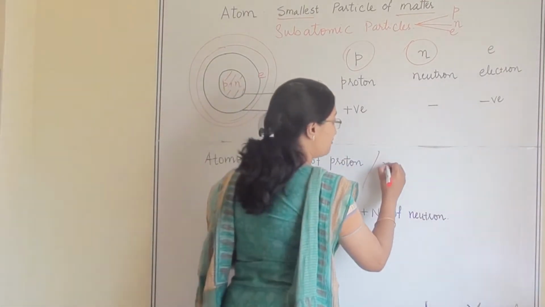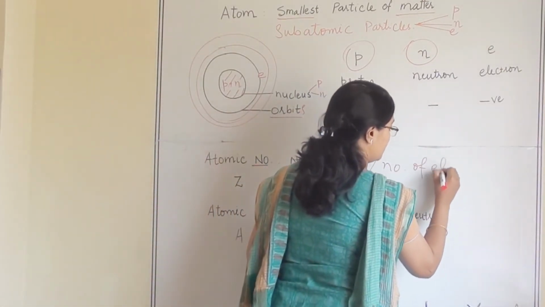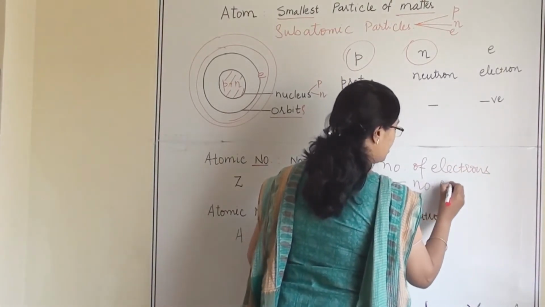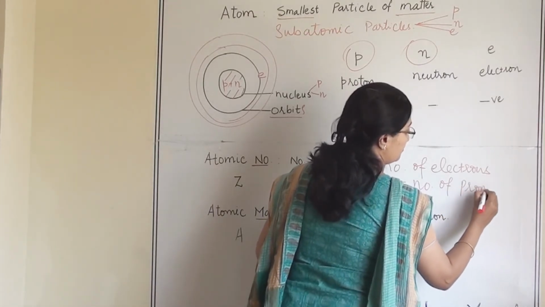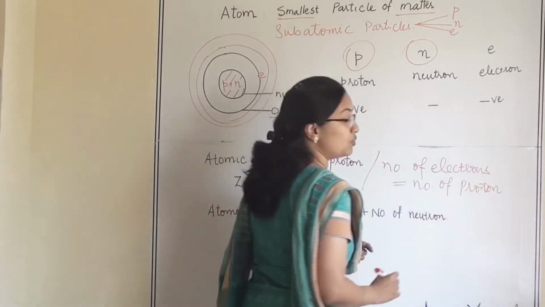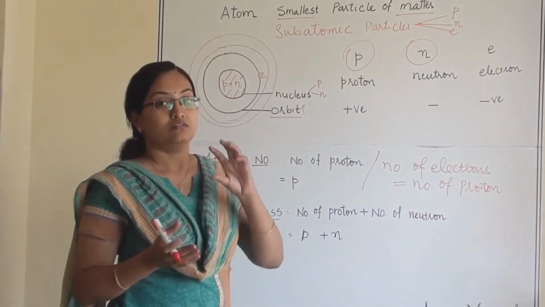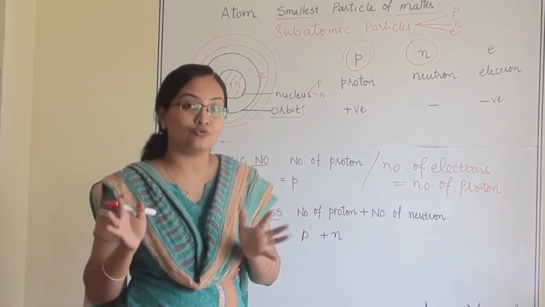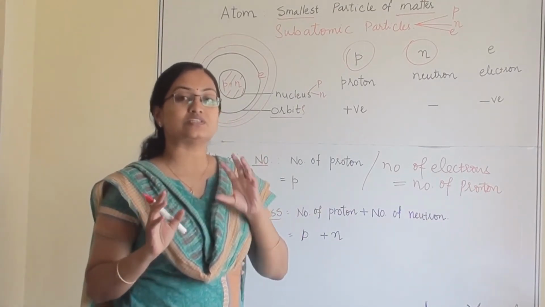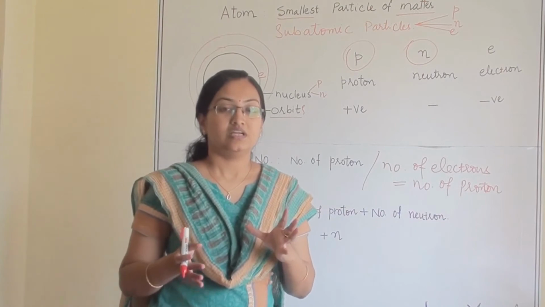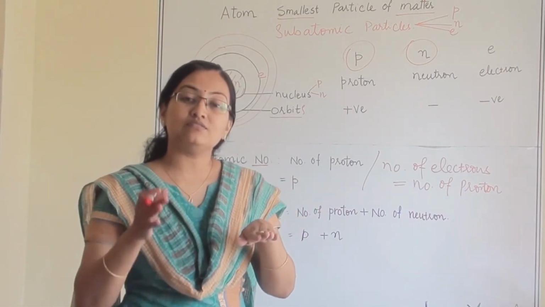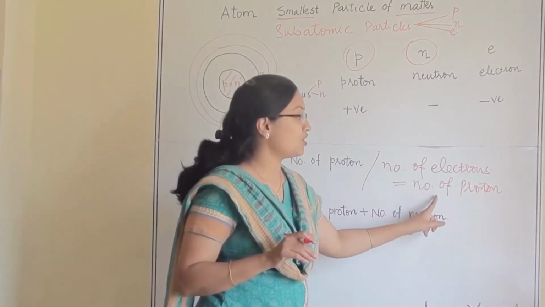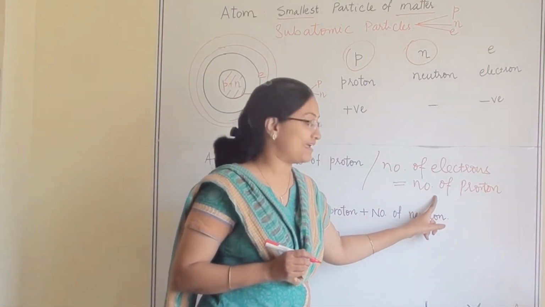Also, the number of electrons is the same as the number of protons. Always, in any atom, if there are 4 protons, then the number of electrons is also 4. It has to be equal because our atom is neutral. When will it be neutral? When positive and negative charge are equal. So always the number of protons will be equal to the number of electrons.